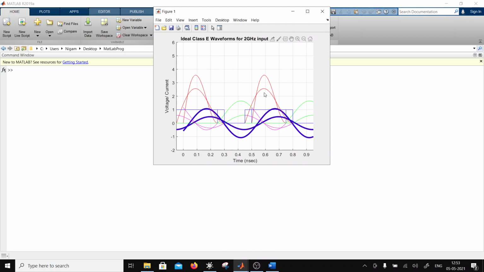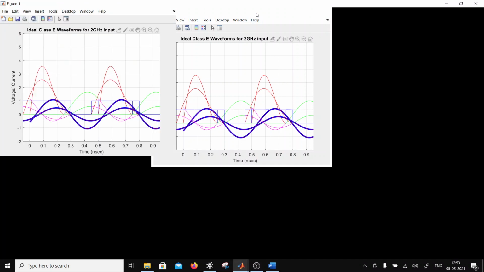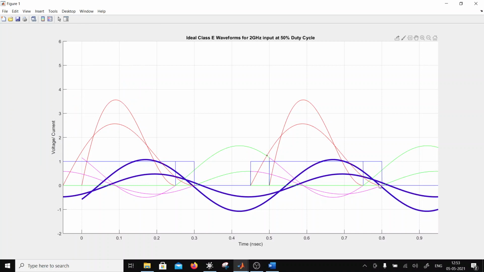So the voltage is lower, right? You can see here slope is 0 in both cases. So one is 70% duty cycle, other is 50% duty cycle. So the voltage across the device has gone down.